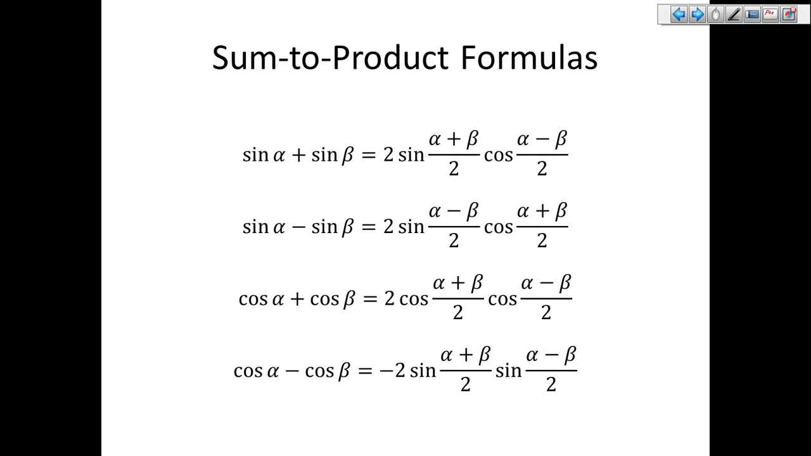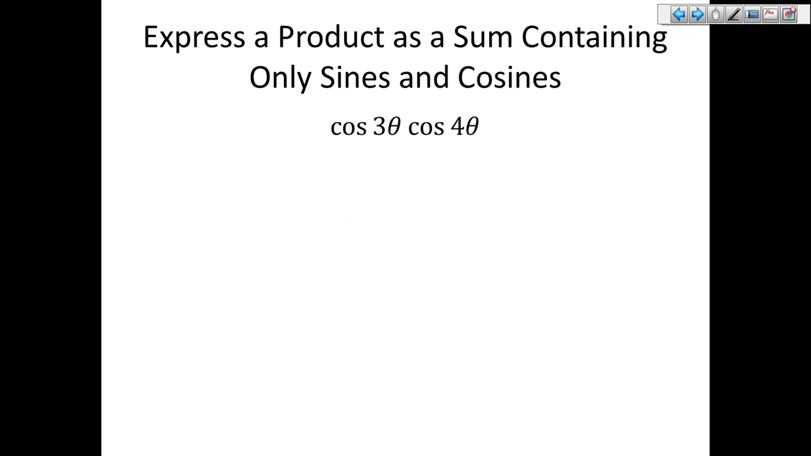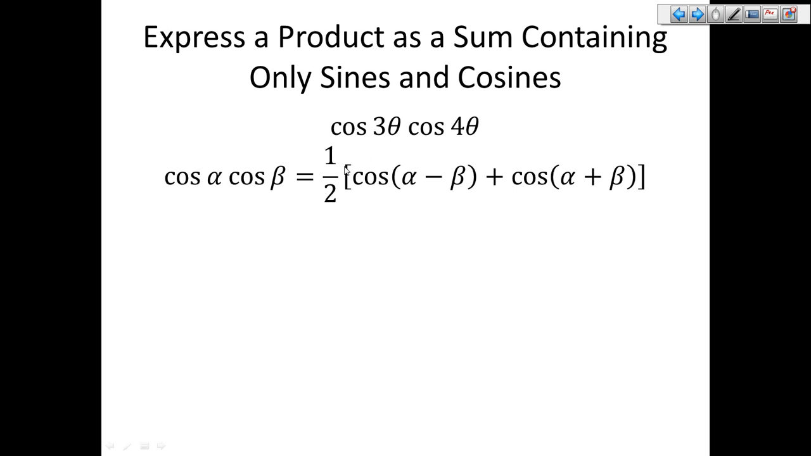Alright, I hope you did it because we're moving on. So now I want to go ahead and express this product as a sum containing only sines and cosines. That's going to be pretty straightforward because those equations that we saw only had sines and cosines. So I need to just pick out the proper product to sum equation. I want to pick out the one that was cosine alpha, cosine beta, and that's equal to 1/2, and then the cosine of alpha minus beta.